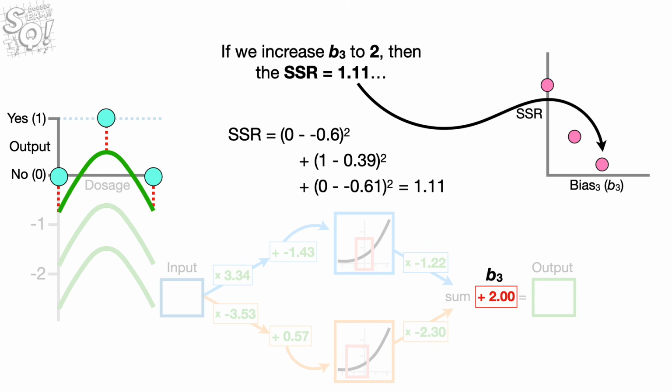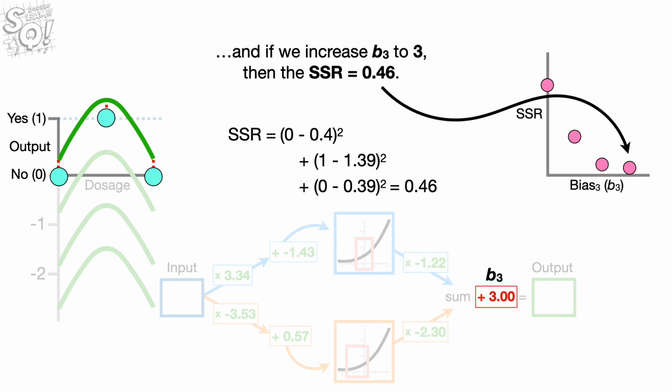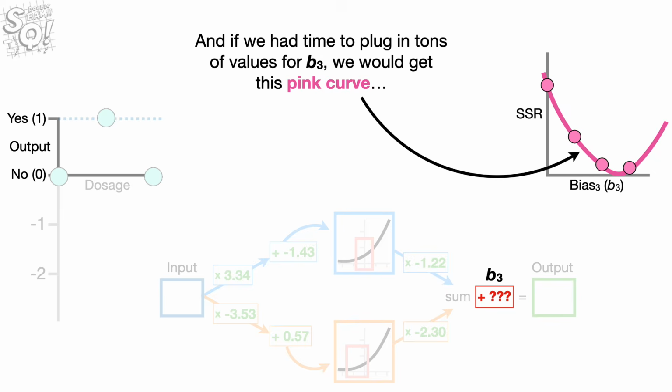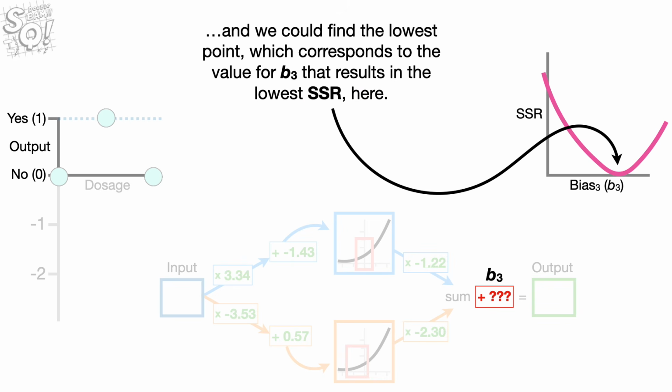If we increase B sub 3 to 2, then the sum of the squared residuals equals 1.11. And if we increase B sub 3 to 3, then the sum of the squared residuals equals 0.46. And if we had time to plug in tons of values for B sub 3, we would get this pink curve. And we could find the lowest point, which corresponds to the value for B sub 3 that results in the lowest sum of the squared residuals, here.